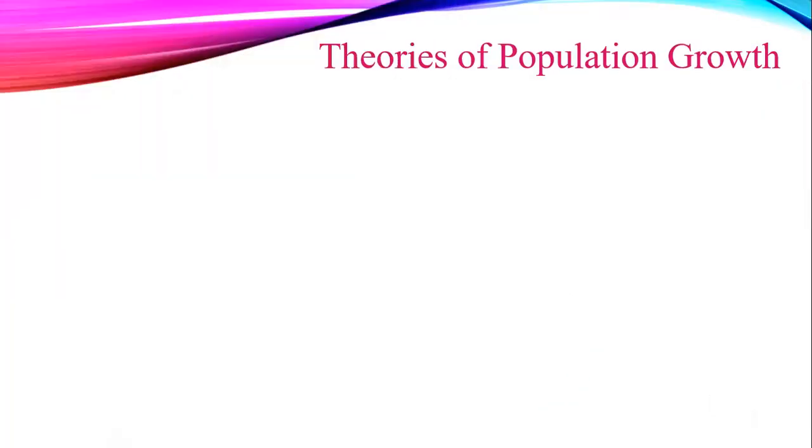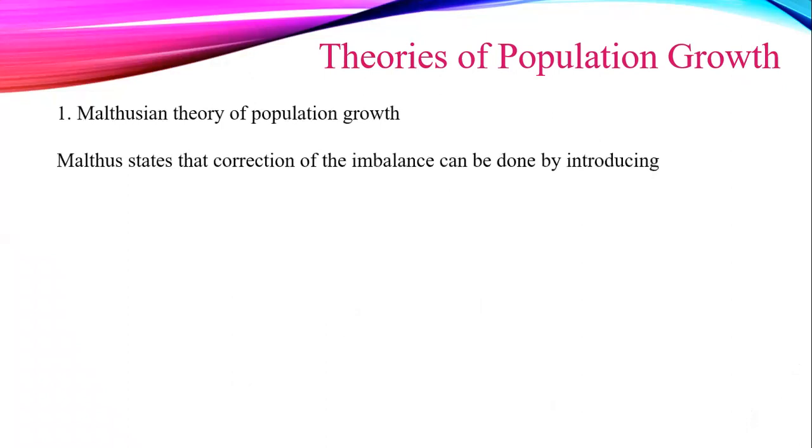So Malthus states that the correction of the imbalance can be done by introducing preventive checks. What do we mean by preventive checks here? Preventive checks such as late marriage, moral restraint, self-control, simple living, etc., which help to balance the population growth and food supply.